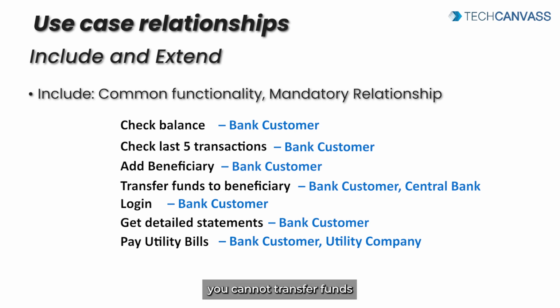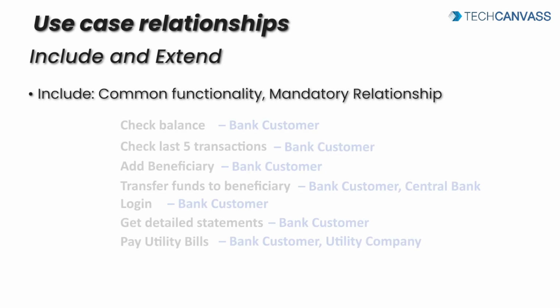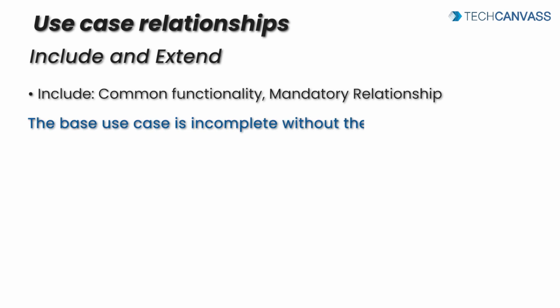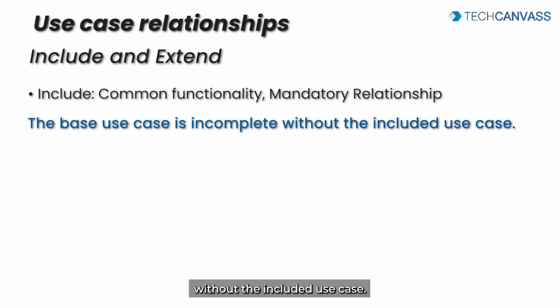For example, you cannot transfer funds without adding a beneficiary. Similarly, you cannot transfer funds unless you check the balance. If the sufficient balance is not available, you cannot transfer funds. The bank is not going to put in money from their own pockets. So, in this case, the base use case is incomplete without the included use case. So, I will show you the example of include.